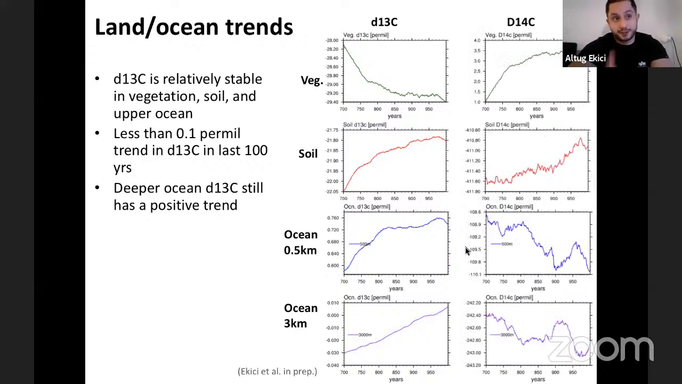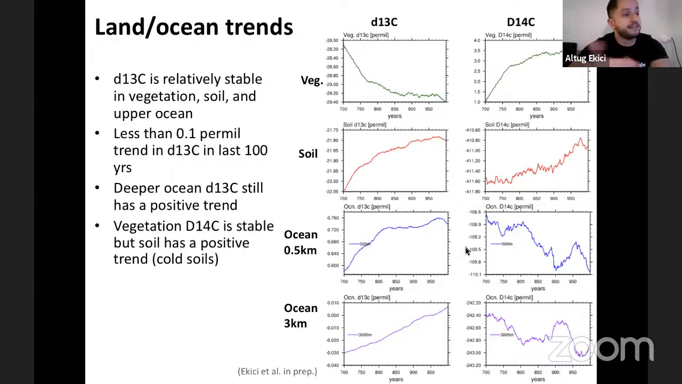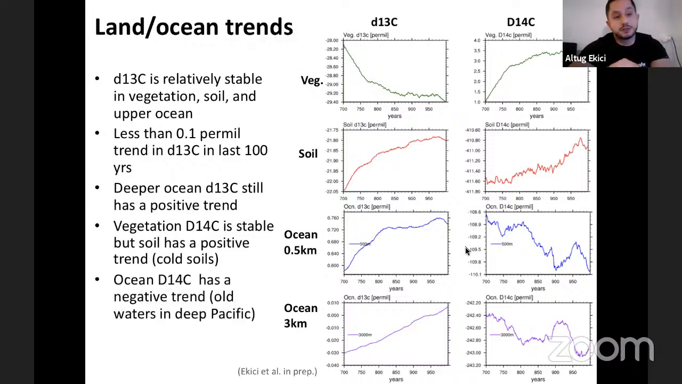I can also show radiocarbon results here, the same as the delta 13C. Here we see the vegetation, soil, and upper and lower oceans. Here we see that the vegetation is pretty stable. It's just in the soil we have a positive bias. It is probably due to older soil parts in the Arctic area, especially the permafrost, I think. And for the full ocean, we have a negative trend.